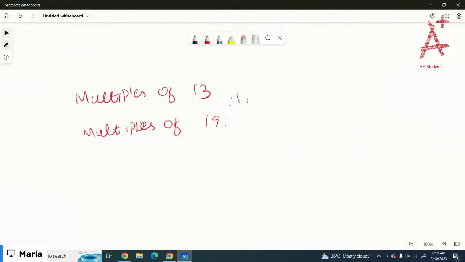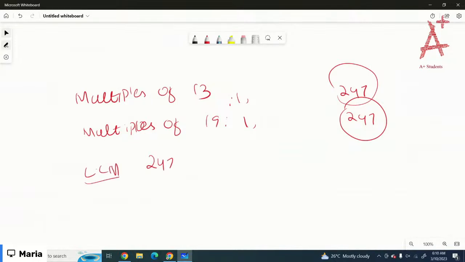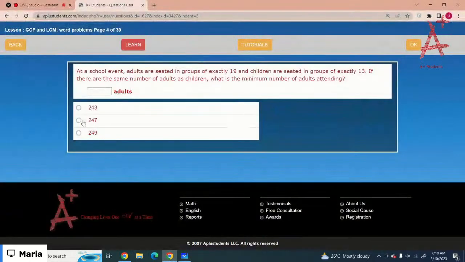The only common multiple for both numbers is 13 times 19, which is 247, and the other way, 19 times 13, is also 247. They are prime numbers, so the only common multiple is 247. That is the least common multiple. Got it? So the correct option is 247. Just select the correct option and click on the OK button.